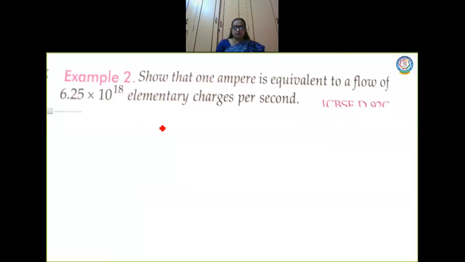Okay, so again we'll go for the substitution here. I is equal to 1 ampere, time is 1 second. Now you have to prove that in 1 second, when 1 ampere current is allowed to flow on a conductor, it will produce 6.25 into 10 power 18 charges. So what is the formula for current? I is equal to Q by T, isn't it? So what is Q formula? Q is N into e, so I is equal to Ne by T. I wanted to prove this N is equal to 6.25.